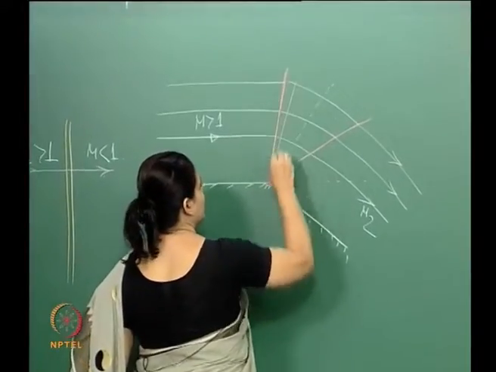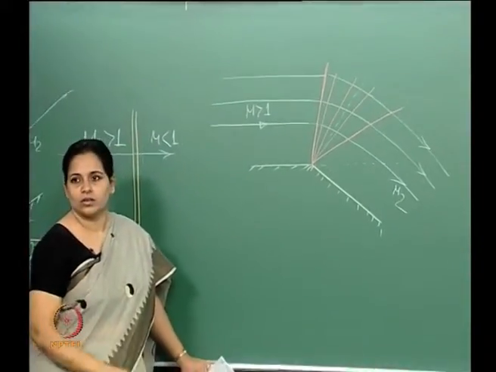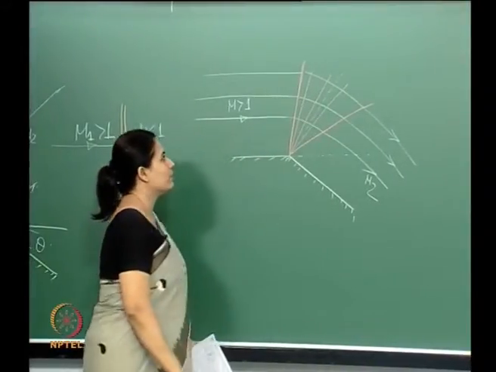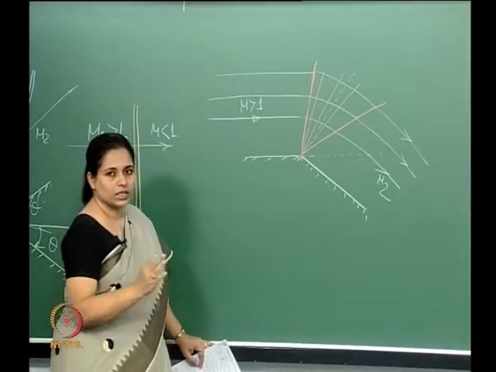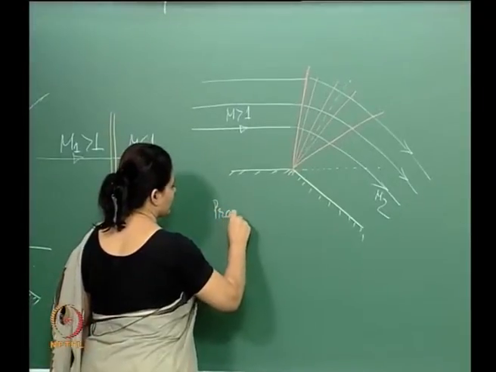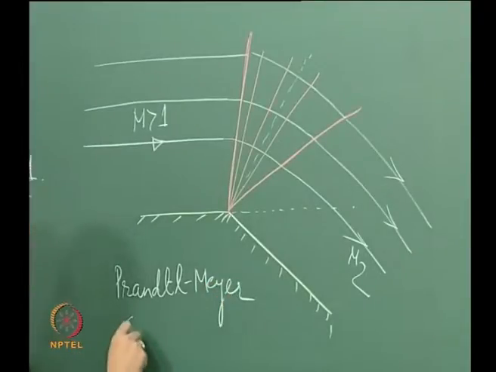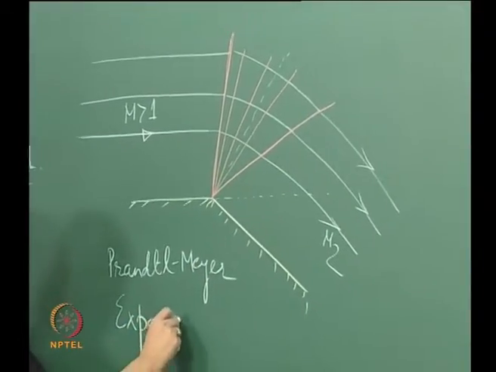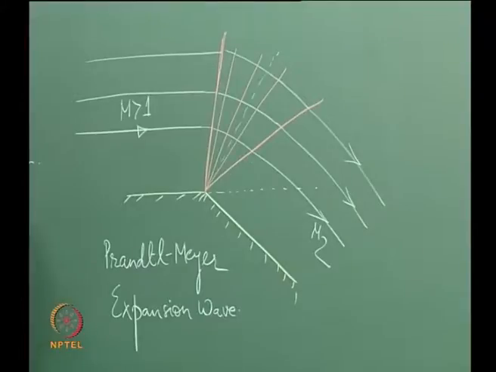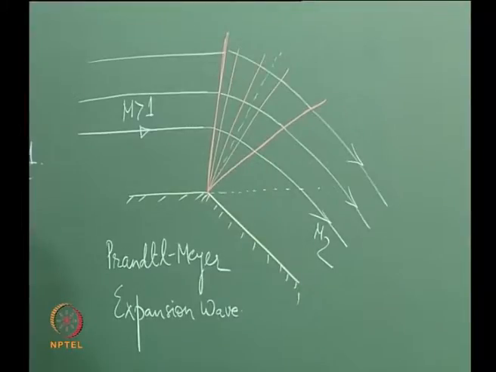Usually this is the kind of diagram that you will see in general books, etc. So this region is essentially the shock wave, sorry, the expansion wave, right. This is actually called the Prandtl-Meyer expansion wave.